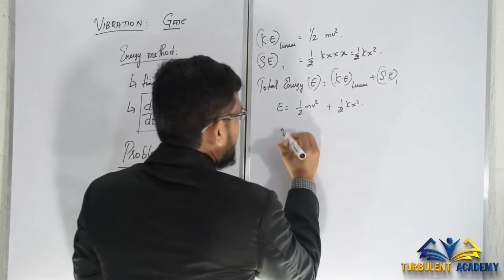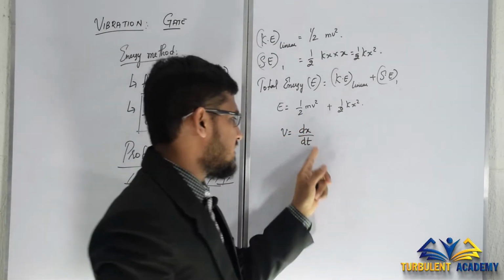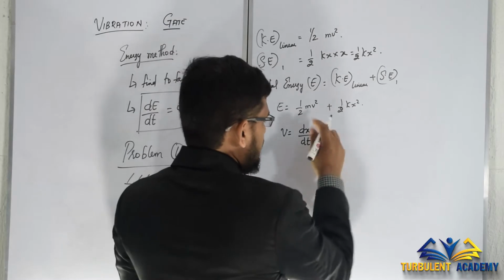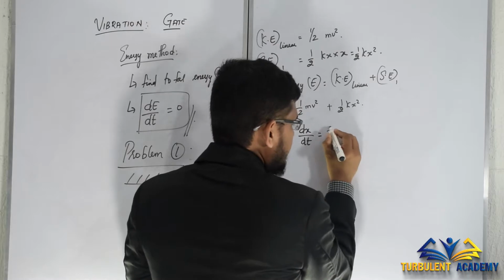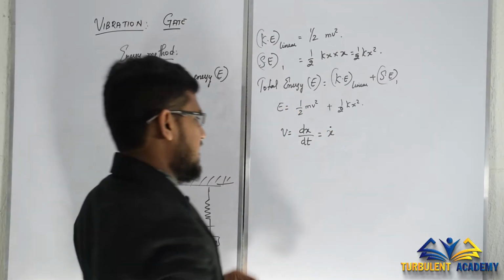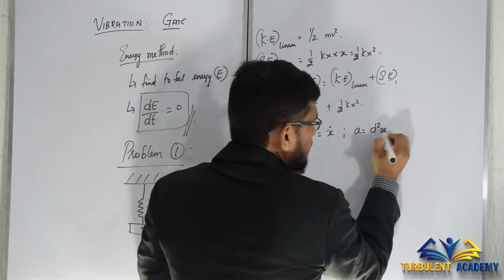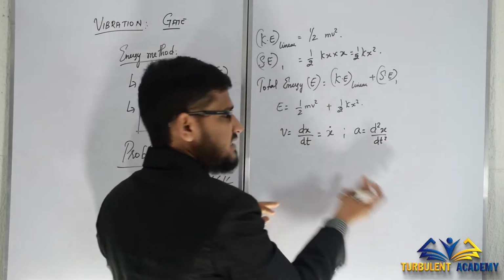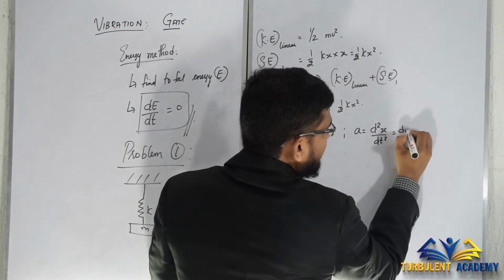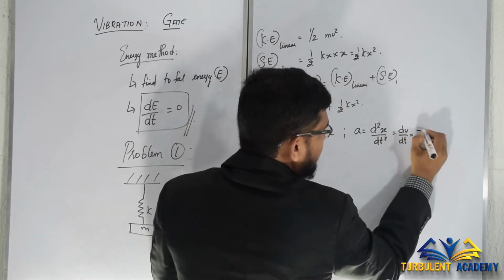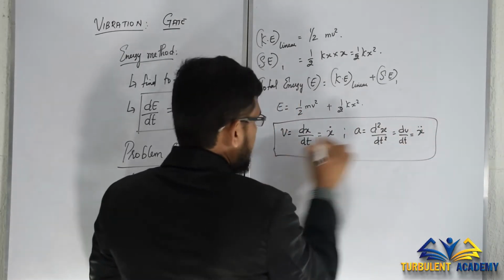We know very well v is equal to dx by dt, the change in place with respect to change in time, and dx by dt can also be denoted by x dot. And I could write one more thing: acceleration is equal to d squared x by dt squared, the double differentiation of the x variable with respect to time, which is equal to dv by dt. This is very simple. I could write it as x double dot. So we have two important things to keep in mind.